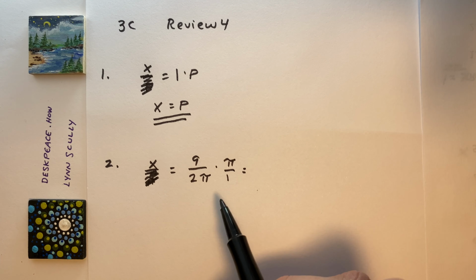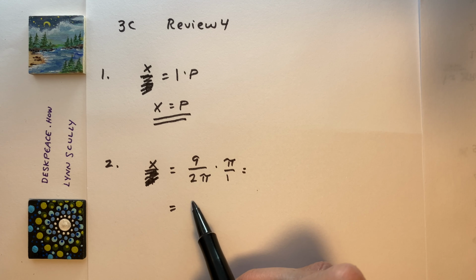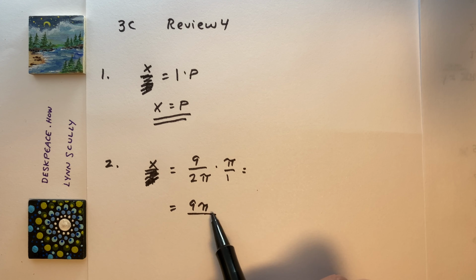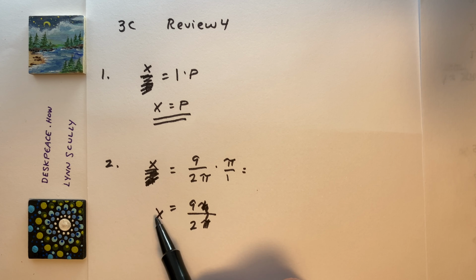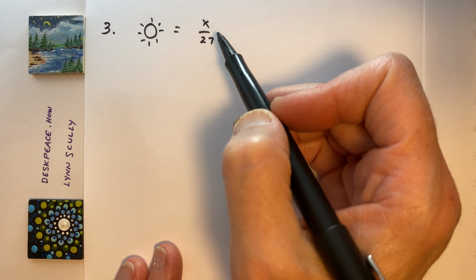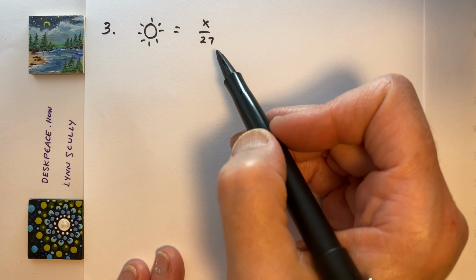So now we're going to get, I'm going to write it here. 9 times pi is 9 pi. 2 pi times 1 is 2 pi. Pi over pi reduces to 1, and I get 9 halves. X equals 9 halves.